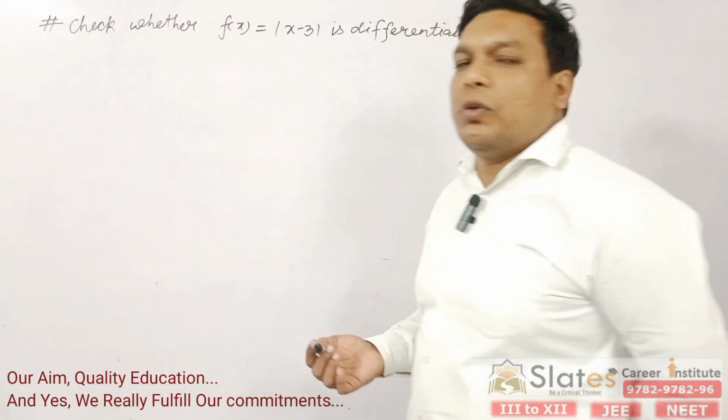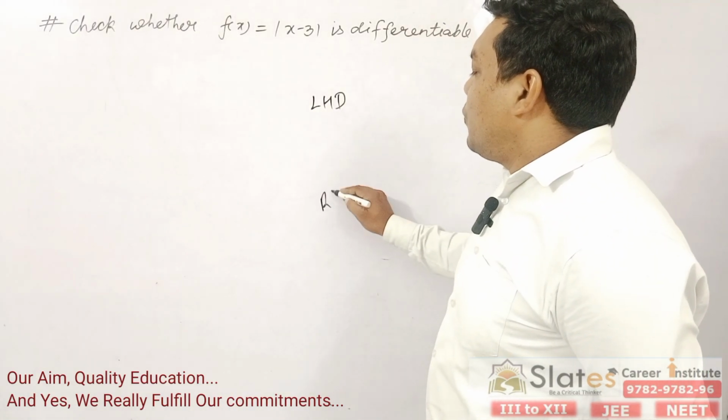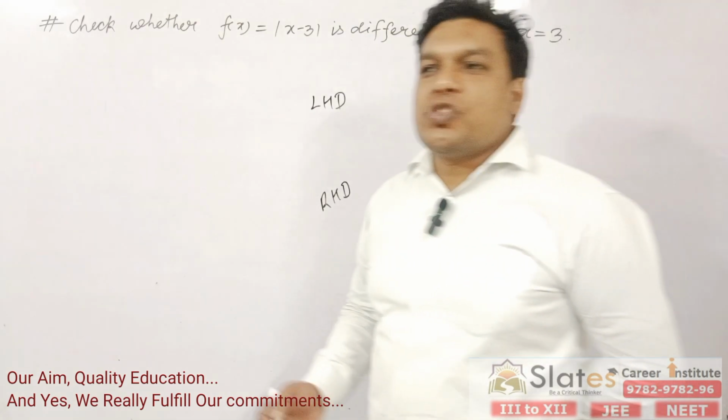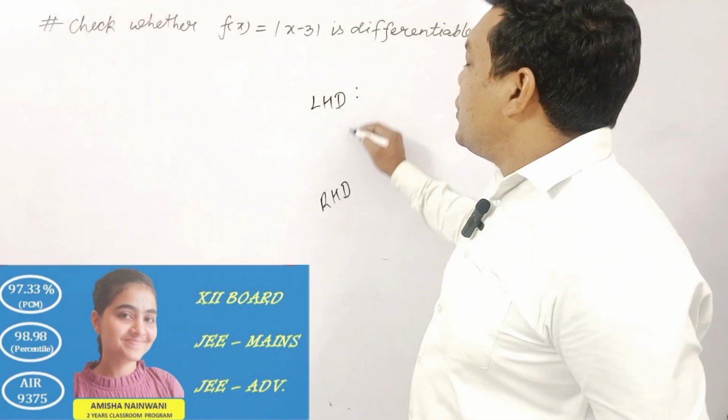To check differentiability, what do we do? We calculate LHD and RHD. If LHD equals RHD, then we say the function is differentiable. If they are not equal, the function is non-differentiable. So what was LHD here?